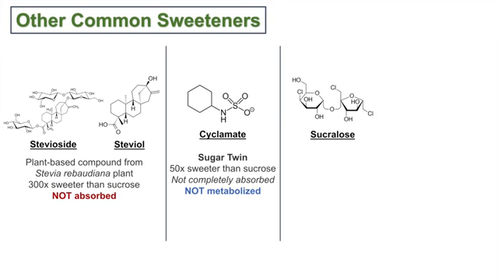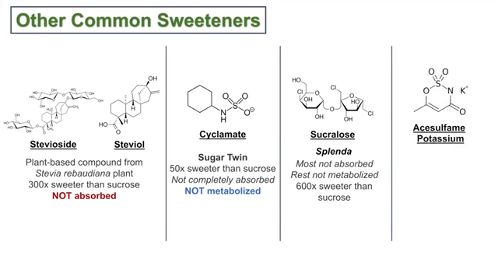Now another compound is sucralose. Sucralose is also known by its trademark name, Splenda. And most of sucralose is not absorbed, and the rest of it is not metabolized. So this is, again, very important as it is not going to contribute to calories in and of itself. And it is about 600 times sweeter than sucrose.